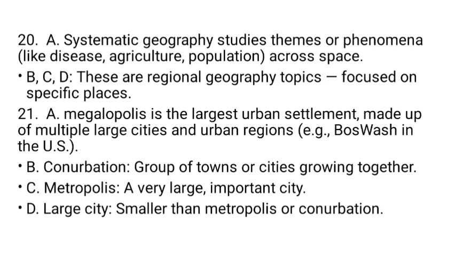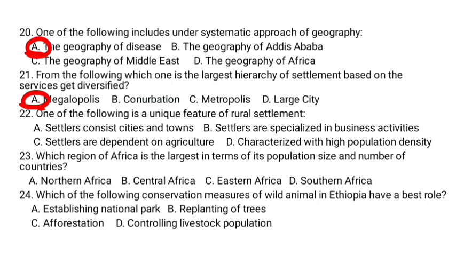Why are B, C, and D not the answer? Because conurbation is a group of towns or cities growing together, while metropolis is a very large and important city. Large cities are smaller than metropolis or conurbation. As a result, they are not the answer, but A is the correct answer.